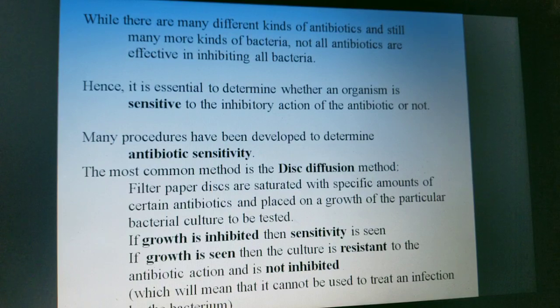From this experiment, two conclusions can be drawn. The first: if growth is inhibited, then sensitivity is seen. Second: if growth is seen, then the culture is resistant to the antibiotic action and is not inhibited, which means that the antibiotic cannot be used to treat an infection by that bacterium.